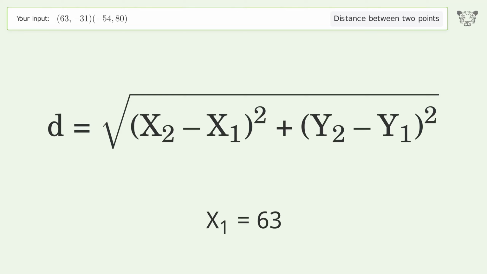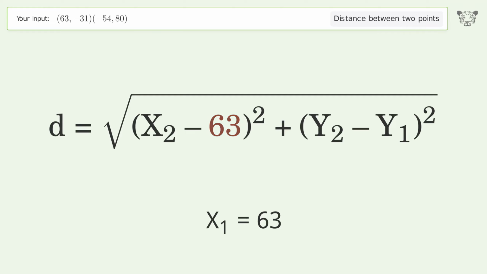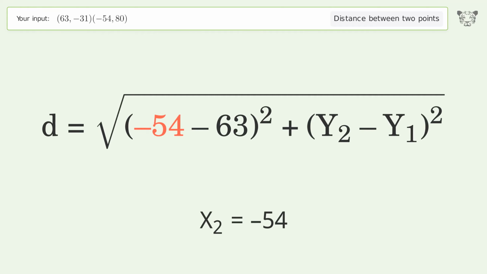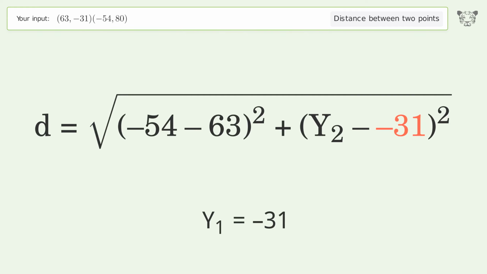x1 equals 63. x2 equals negative 54. y1 equals negative 31. y2 equals 80.